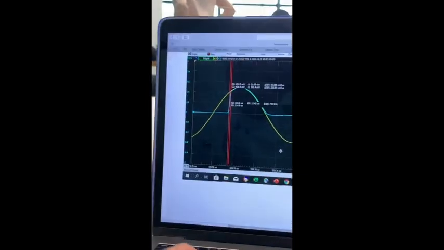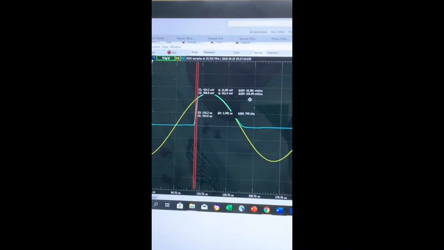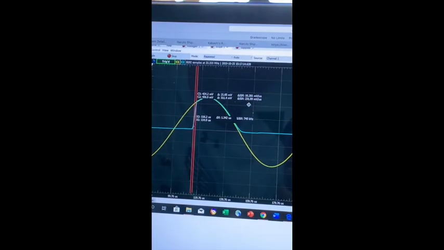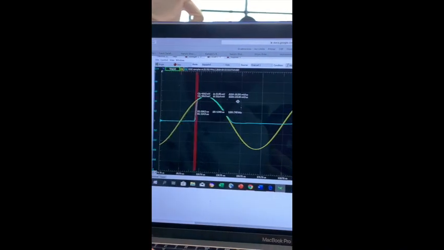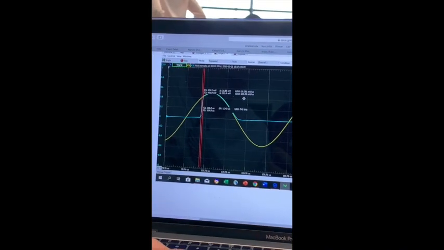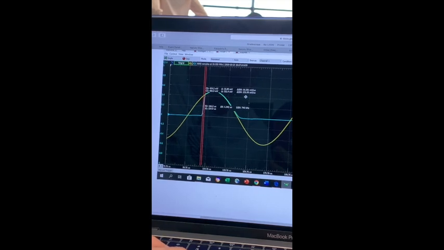And we calculated the slew rate to be 231.99 millivolts per microsecond, which is very similar to the one we calculated a couple labs ago, which was 229 millivolts per microsecond. So we are happy with these results.